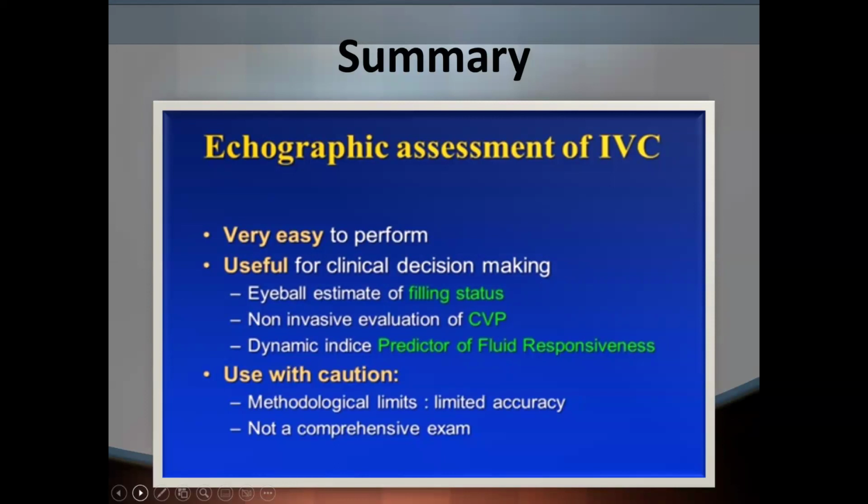Summary: it is very easy to use for assessing the IVC, even if you are not familiar with echo. It gives you an eyeball estimate of the filling status if your patient is not on the ventilator or sedated. It is non-invasive. The dynamic index is a predictor of fluid responsiveness, but you have to be cautious, and sometimes there are limitations, and it is not a comprehensive exam.